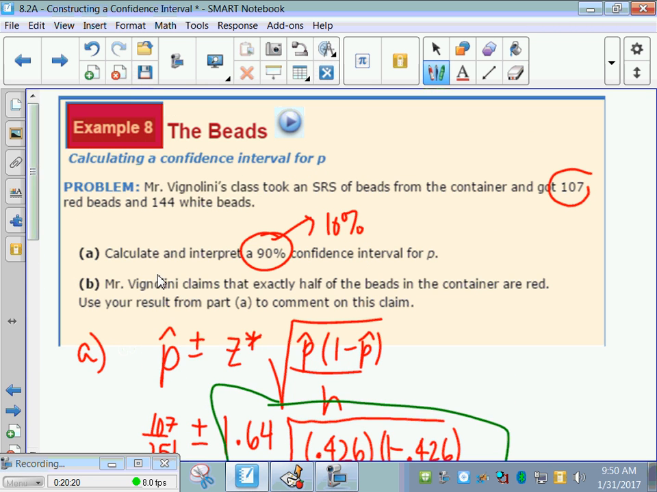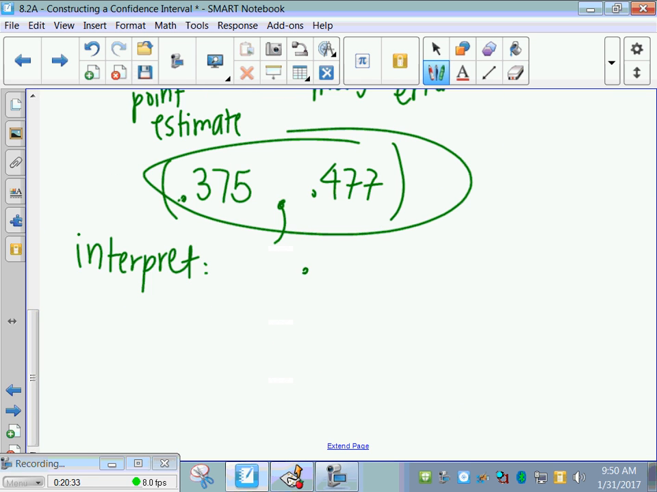Well, what if part B, Mr. B claims that exactly half the beads in the container are red? What if he says half the beads are red? Would you guys believe Mr. B? No. Do we have plausible evidence here to say he's wrong? Yeah. We don't know, but you could say because 0.5 is not in that interval, we have good reason to doubt Mr. B's claim. Make sense? If it was in the interval, you could say, all right, his claim is probably true.